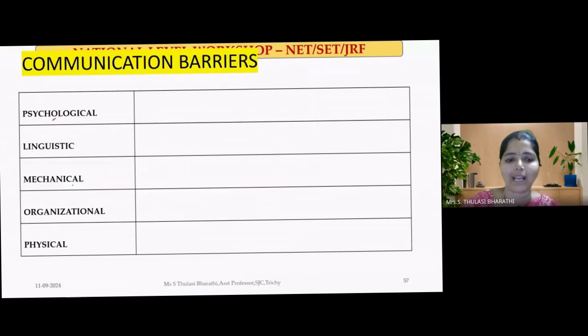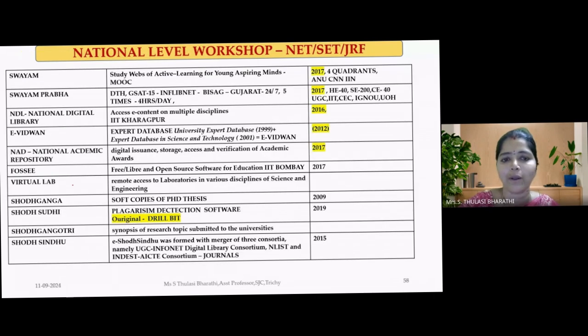Psychological, semantic, mechanical, organizational, physical barriers. Now I move to ICT. I think questions we can't give now because I don't know how many learners are very good with concepts. So without going through concepts, if I give PYQs, I think you will not be aware. That is why I'm giving awareness of topics and concepts which we have in paper one.